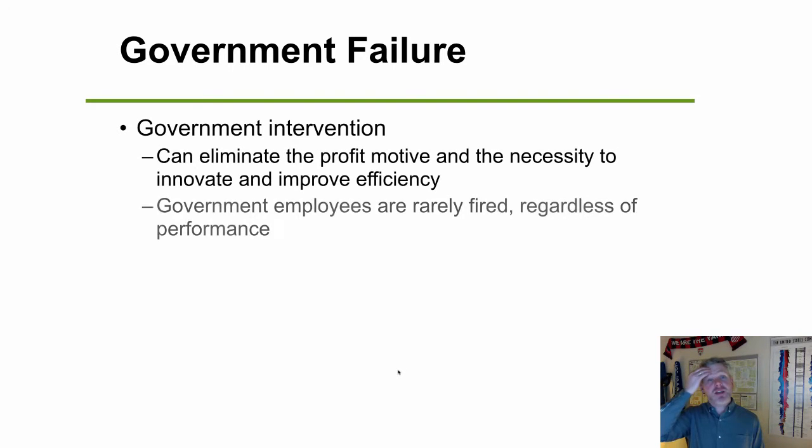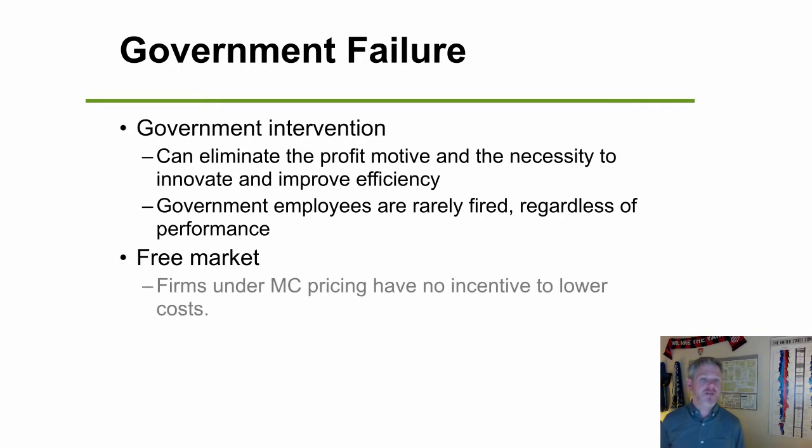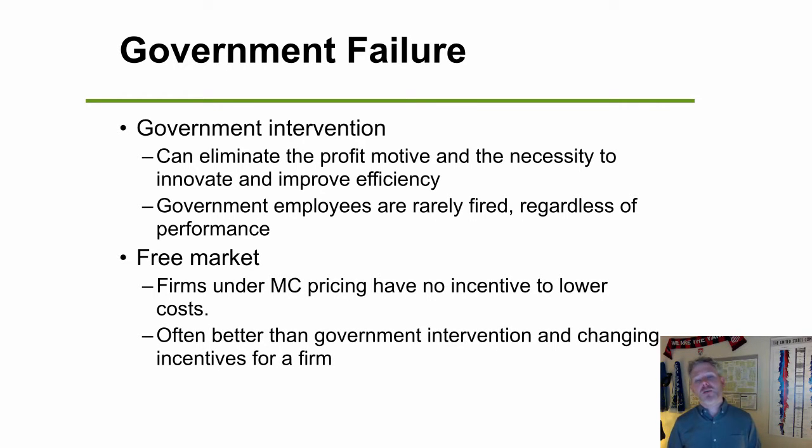All right. What are some of the problems with government intervention in some of these markets? Well, there's something that's known as government failure. Government intervention can eliminate the profit motive and the necessity for innovation and for firms to improve efficiency. Government employees, if it's a government-run monopoly, are rarely fired, regardless of their performance. In the free market, firms under marginal cost pricing have no incentive to lower their cost. Often this is better than government intervention and changing incentives for a firm.